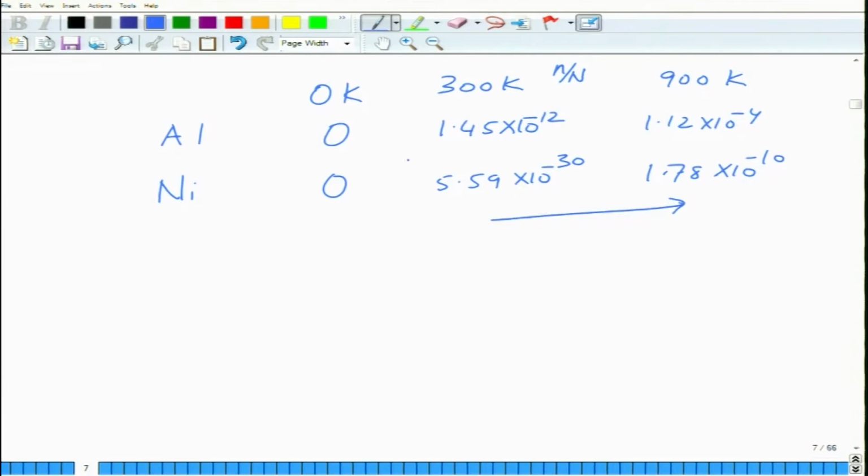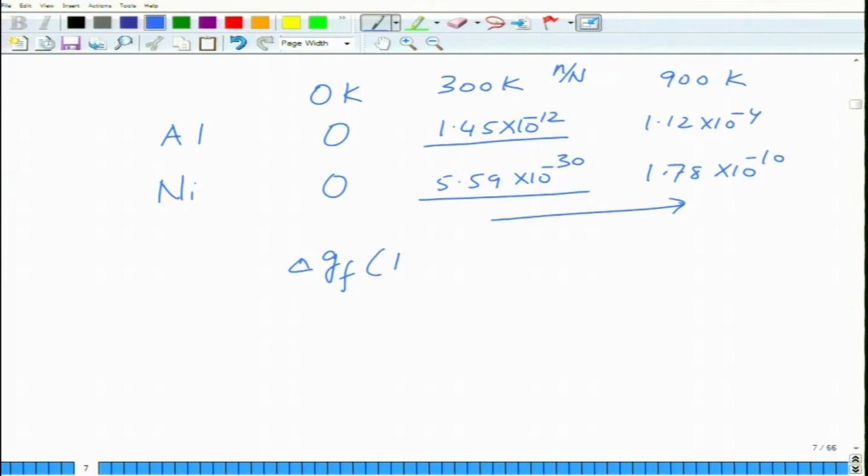between aluminum and nickel. Aluminum has a vacancy concentration which is far higher as compared to nickel, because nickel is a high temperature material, aluminum is a low temperature material. The bond energy of nickel is higher as compared to aluminum. As a result, the energy required to form a vacancy in aluminum is lower as compared to the energy required to form a vacancy in nickel. So, delta Gf for nickel would be larger than delta Gf for aluminum, which is dependent upon the bond energy of the two materials. So, this is basically the equilibrium vacancy concentration calculation.